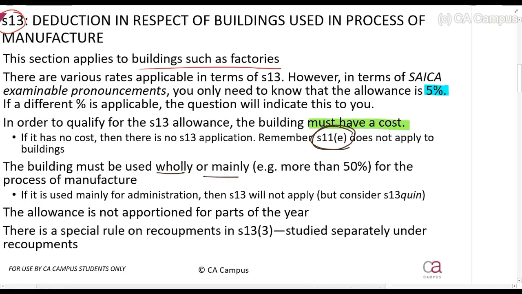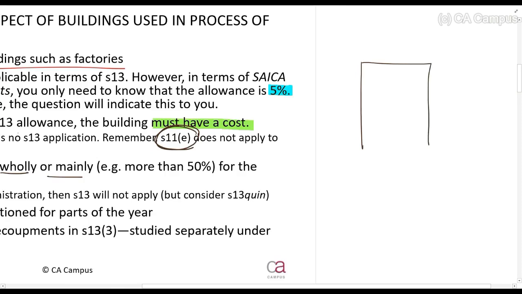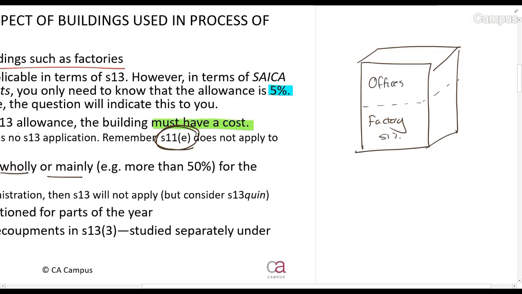Please note that this building must be used wholly, so 100%, or mainly, more than 50%, for the process of manufacture. So if you have a building, and sometimes we see buildings like this, they might have a factory portion, and at the top of it they might have offices. This factory portion must be 51% or more for this building, then the entire building will qualify for this allowance. If it is not, then the building does not qualify for this allowance. So if the offices were, let's say, 51% and the factory 49%, then it doesn't qualify. Then you'll have to consider other allowances if there are.